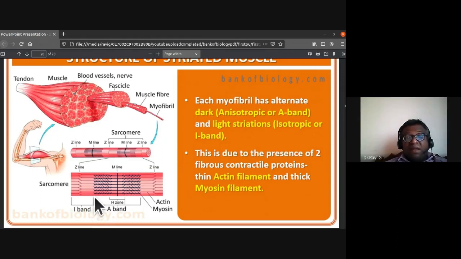So why is there a dark and light striation? This is due to the presence of two fibrous contractile proteins, actin and myosin: a thin actin filament and a thick myosin filament. The light bands are due to the thin actin filaments, and the dark bands have thick myosin filaments.